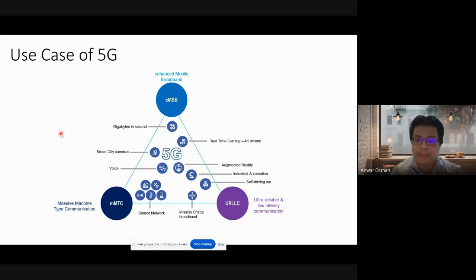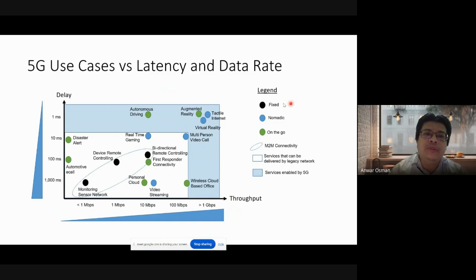So the 5G use case versus latency and data rate. If you look at here, this is the throughput. Moving to the right are higher throughput use cases. And this is the latency. Here is a slower latency, and here is the fastest latency, or the lowest value in milliseconds, right? So when we're talking about sensors, these are the devices, machine to machine, device remote control or bi-directional remote control, you can see that it is in the low throughput and low latency type of use case, right?